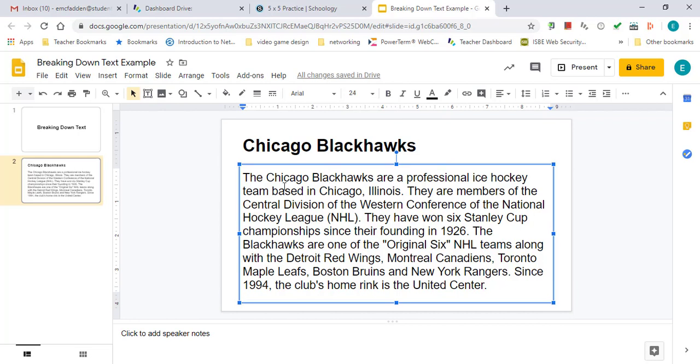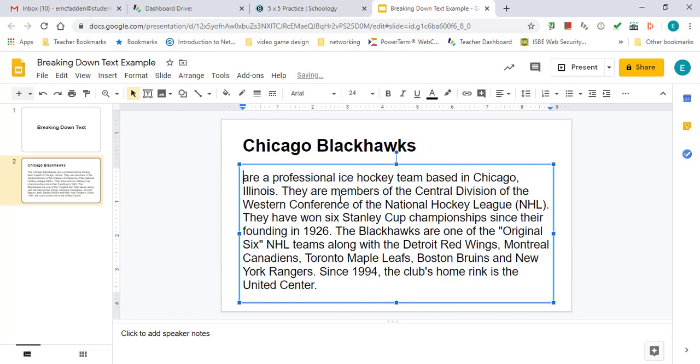Now, this all seems very important, but the things that we can probably get rid of are actually the Chicago Blackhawks. I'm actually going to go ahead and delete that because we already know that this slide is about Chicago Blackhawks, so there's no reason to repeat that in the bullet points of our slide. So I'm going to go ahead and delete that. Are a professional ice hockey team based in Chicago. I'm going to leave professional ice hockey team.